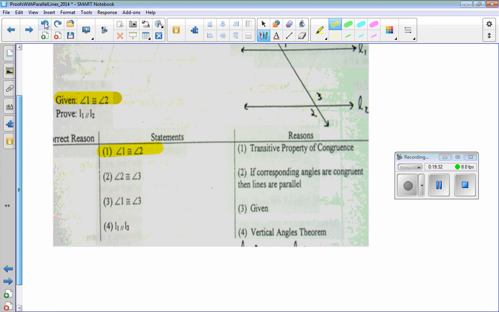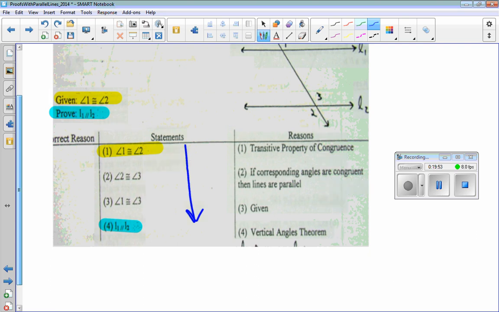I'm going to correspond the right colors here. What's different is that these reasons over here are mixed up. So these are all the reasons. We just need to put them in the correct order. The statements are in the correct order. These are the right ones. We just have to match up the correct reason.